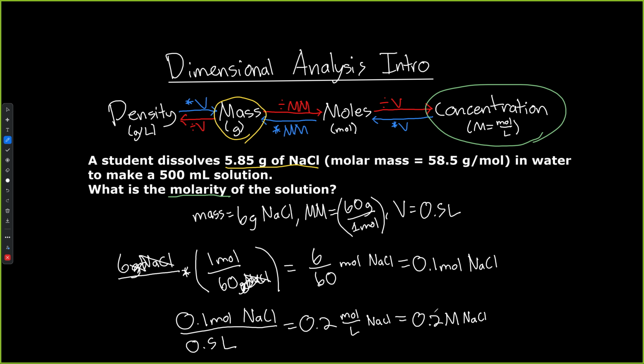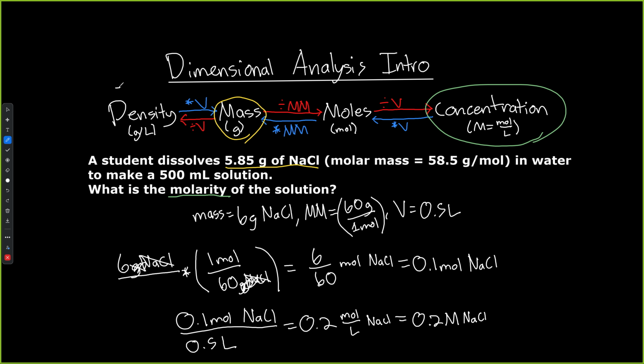You also might see concentration put into brackets. That's saying the exact same thing. This is the concentration of NaCl. But yeah, okay, so that's the first example. That's basically just a much easier way to visualize how we're canceling out these units.